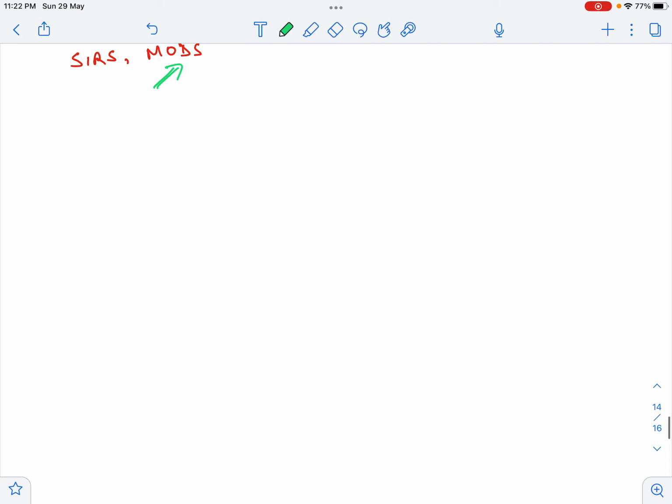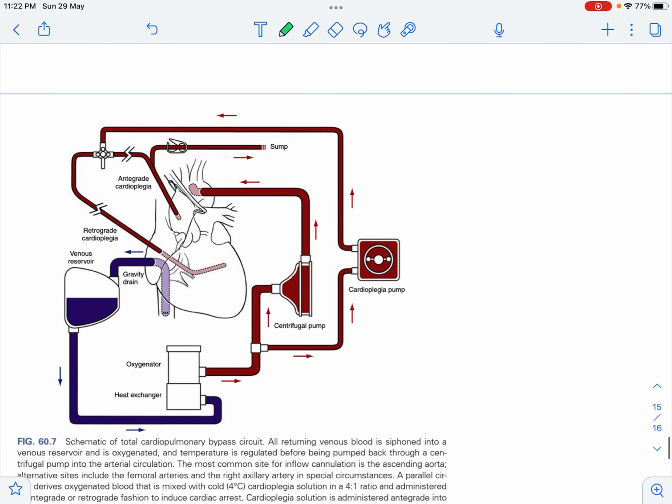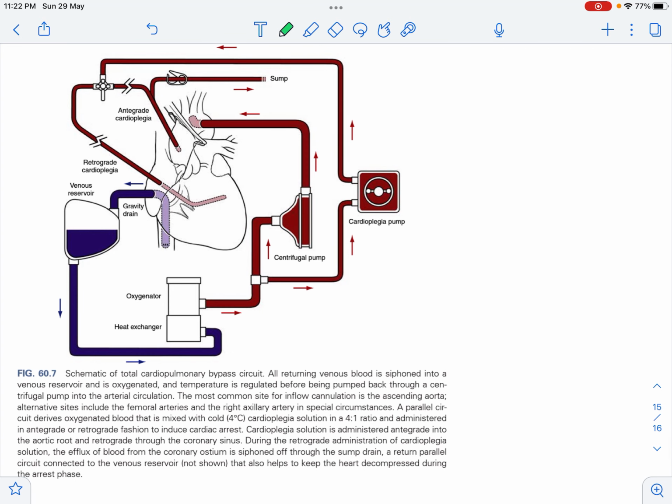Now, this video is over so far as the CPB machine is concerned, so you can stop the video now. There is no new information which is going to be presented now, but let us recap. In case you want a brief overview again, let us recap. This diagram is taken from Sabiston. This is a total cardiopulmonary bypass circuit.